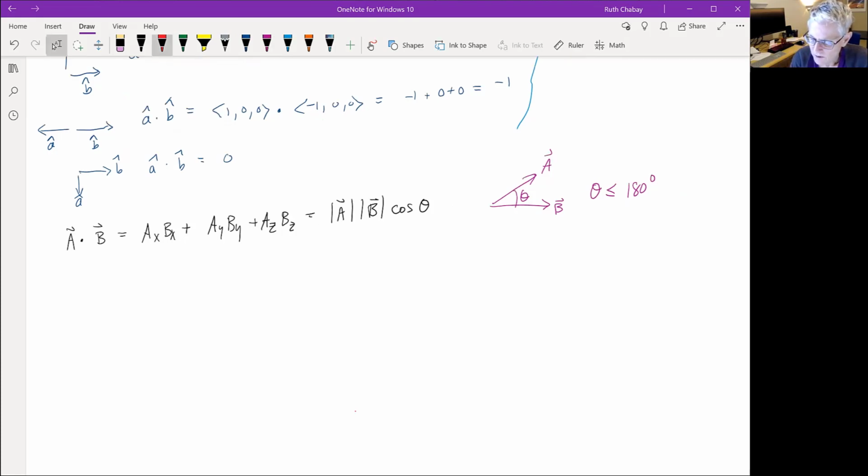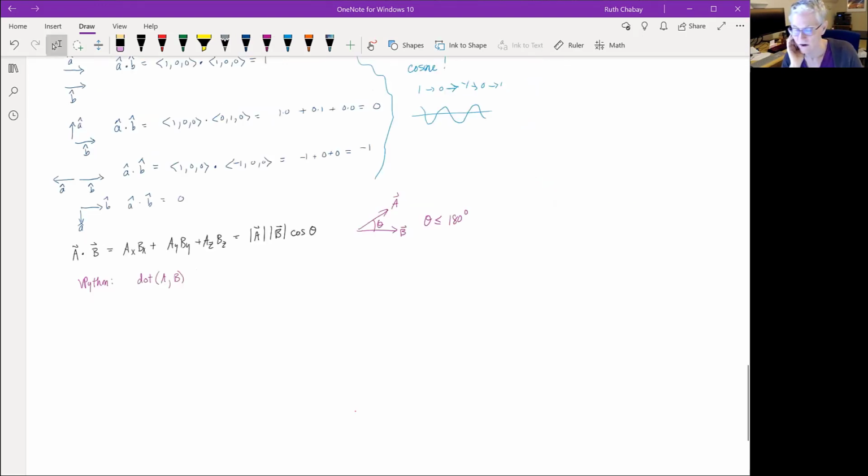Indeed, there is a VPython command for a dot product to make your lives simple. So if we typed dot(A, B), that would give us the dot product of vectors A and B, which you had to define before. Cross does indeed do the same thing for a cross product, which we haven't talked about yet. We will get there when we talk about angular momentum and torque.